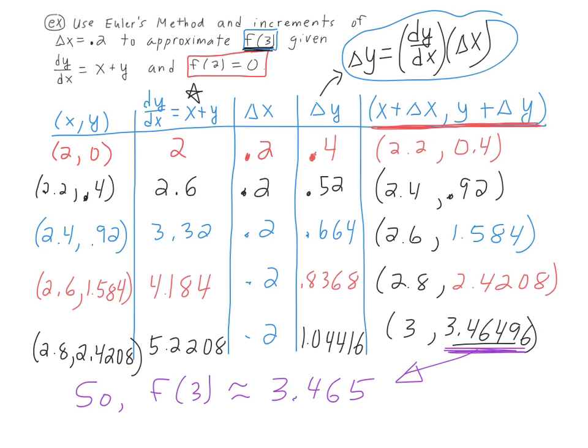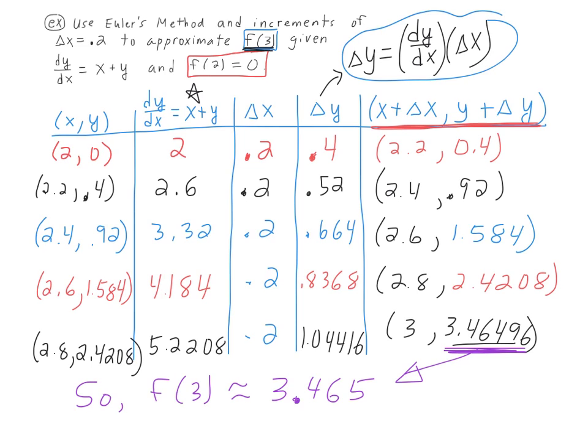Now remember, this is just an approximation. We don't know what the actual function value is when x is 3. We're using this technique of Euler's method to just approximate what f of 3 would be. Again, we're using this idea of increments for x. And by the way, you'll see some practice problems where sometimes your increments for x are negative values. That would indicate that we're moving to the left of our starting point, whereas here we're moving to the right of our starting point.